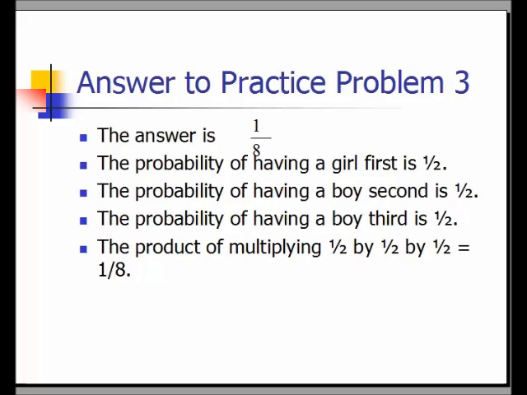The answer to practice problem 3 is 1/8. The probability of having a girl first is 1/2. The probability of having a boy second is 1/2. The probability of having a boy third is 1/2. We multiply all of those probabilities together because they're independent. That's 1/2 times 1/2 times 1/2, which is 1/8.